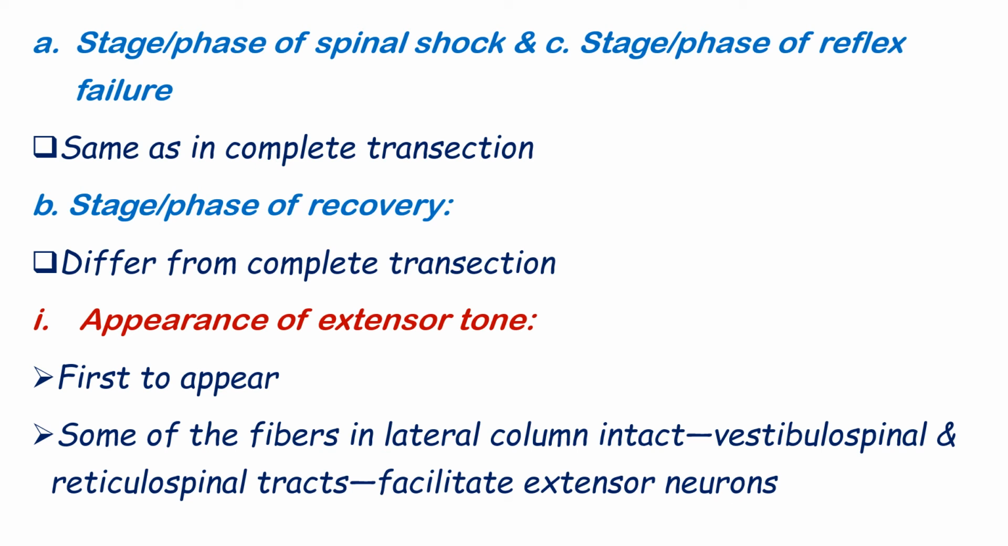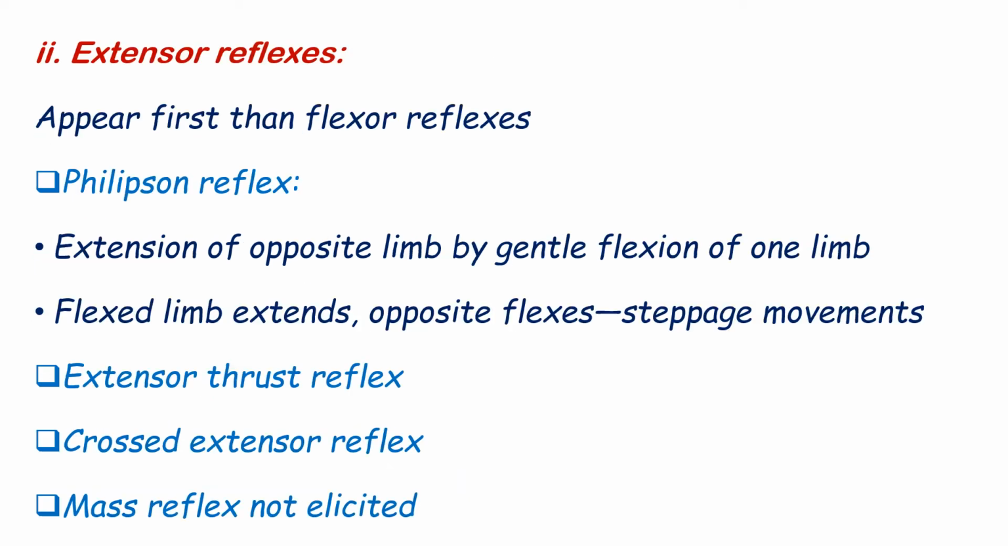So because of this, there is comparatively higher tone in the muscles and the person shows paraplegia in extension. In the earlier case it was paraplegia in flexion; here it is paraplegia in extension. As the extensor tone was first to appear, the extensor reflexes also appear before the flexor reflexes. Although flexor reflexes also appear, the first to appear are the extensor reflexes.